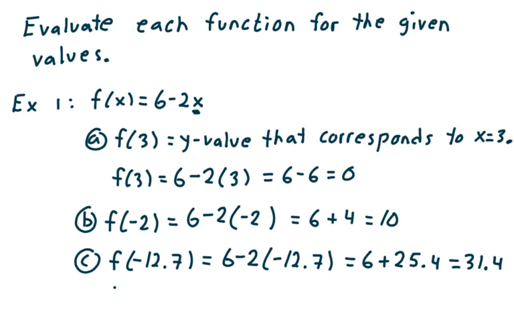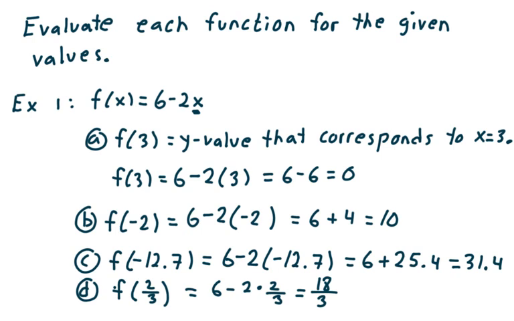And then lastly, on D, f of 2/3. But this is 6 minus 2 times 2/3, right? Now, I can write this as 18 divided by 3. 18 divided by 3 is 6, right? And then 2 over 1 times 2 over 3 is 4/3. And when I subtract those, I get 14/3 for part D.